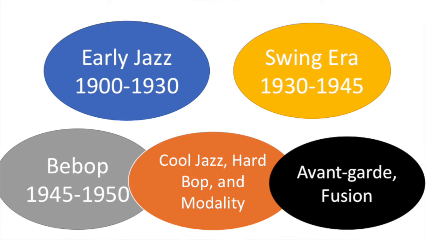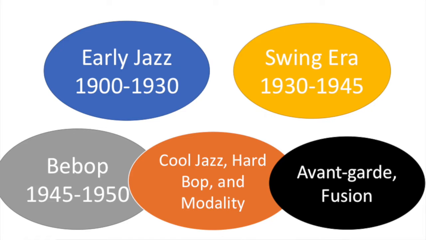So most history classes and history books introduce topics in chronological order, and they usually start with the early jazz period, which is 1900 to 1930, and later go to the swing era, bebop, cool jazz, hard bop, modal music, and at last the avant-garde and fusion.